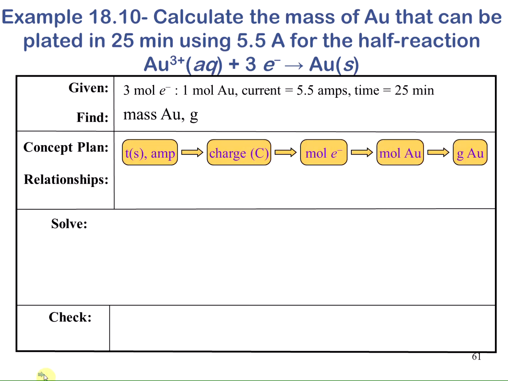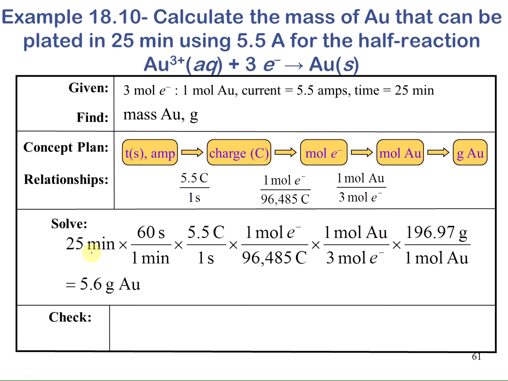Using the time and the amps, we can get the charge. From the charge, we can get the moles of electrons. From the moles of electrons, we can get the moles of gold. And from the moles of gold, we can get the grams of gold. So using the time and the amps, we convert to charge. Using the charge, we use Faraday's constant to get the moles of electrons, and then using the balanced reaction of 3 electrons for every 1 mole of gold, we get the moles of gold, and then using the molar mass of gold, grams per mole, we can get the number of grams of gold. So let's just see how to set that up.